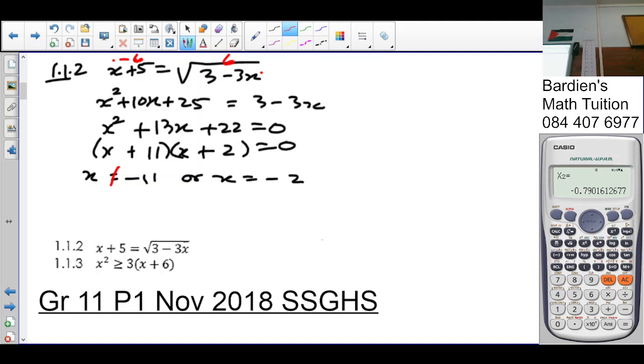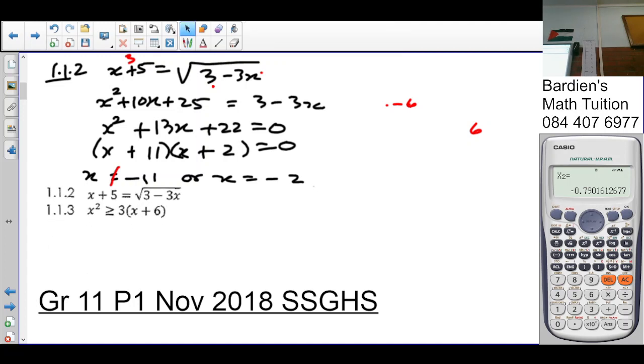Okay. Then we do the same with negative 2. Negative 2 plus 5 is 3, and 3 times negative 2 is negative 6, so minus negative 6 makes positive 9, the square root of positive 9 is 3, so that solution works. Okay?